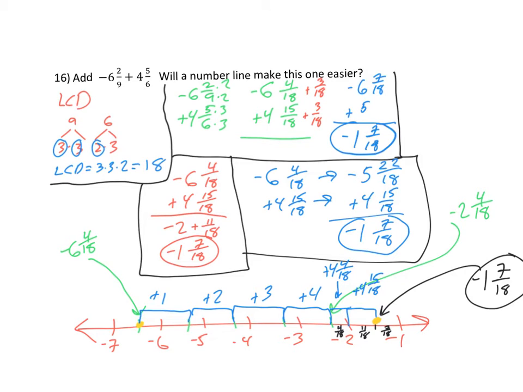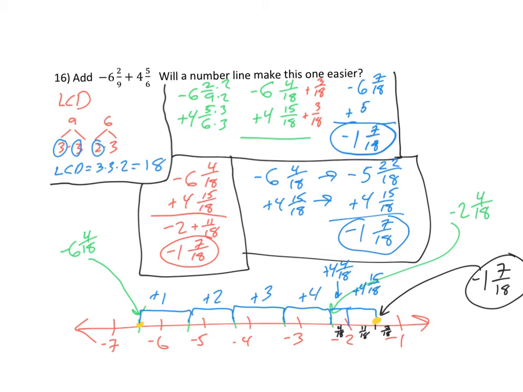The last way I did this without using a number line is I borrowed. So in this case here, I took the number 6 and I borrowed 18/18 and I made it 5. 18/18 is 1. If I take 18/18 and I add the 4/18, I get 22/18. So this becomes negative 5 and 22/18, making the subtraction a lot easier. Negative 5 and 4 gives us negative 1. Negative 22 and 15 gives us negative 7. Again, negative 1 and 7/18.